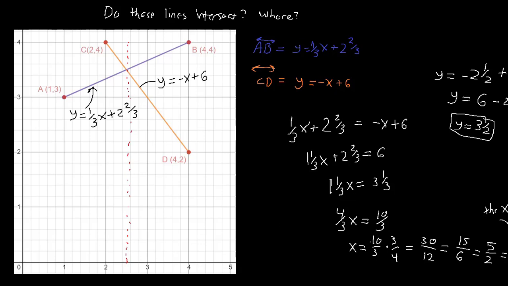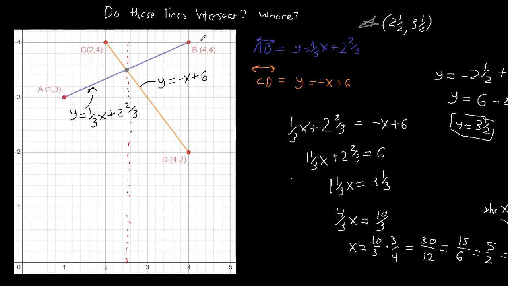So we now have a set of coordinates: 2.5, 3.5. And these coordinates correspond to, let's use gray, let's make this big, these coordinates correspond to that intersection point. Okay, so now we know where, but the question is, do the line segments intersect?